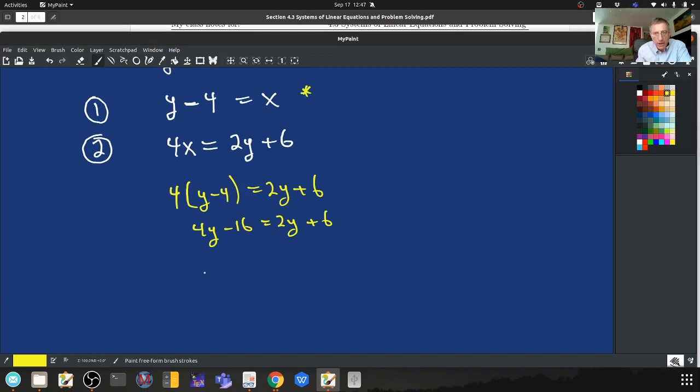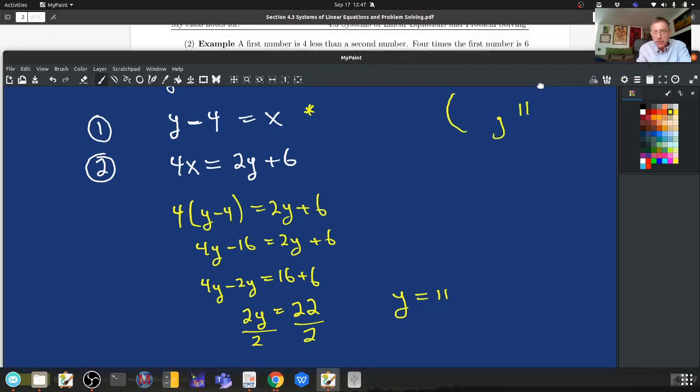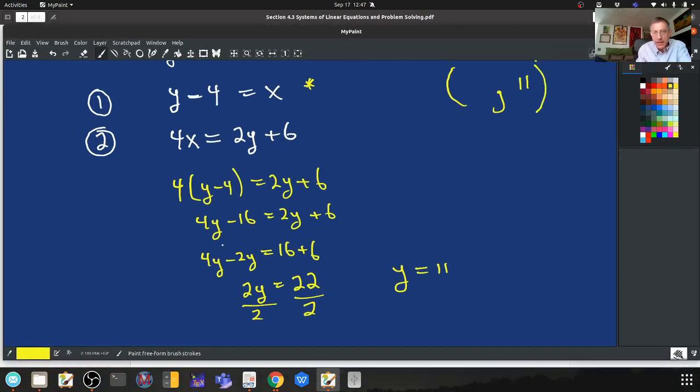So I'm going to move my 2y over here. It's going to change its sign. And then I'm going to move my minus 16 to the other side, and it's going to become 16. So 4y minus 2y is 2y. And 16 plus 6, don't grab your calculator. That is 22. So now let's divide through both sides by 2. So that gives me y is equal to 11. So I've got one portion of my ordered pair solution, and that is 11.